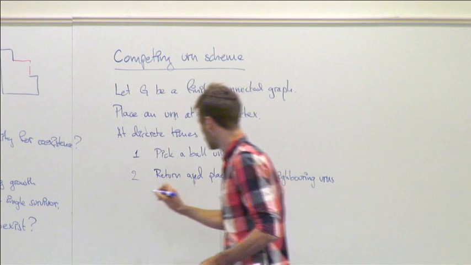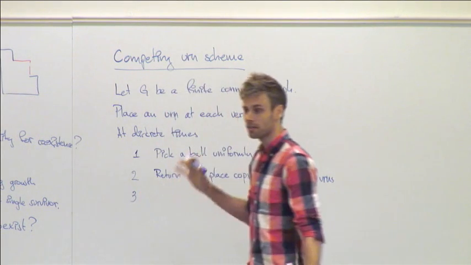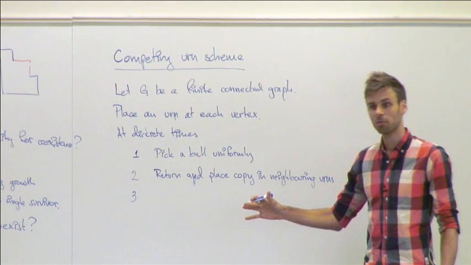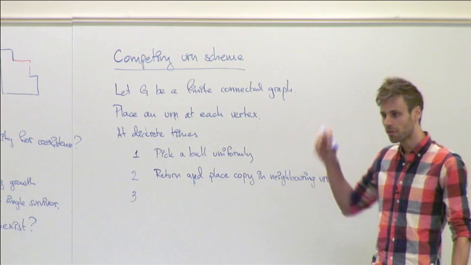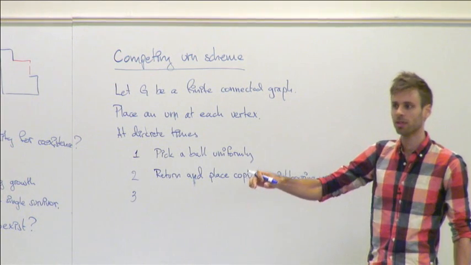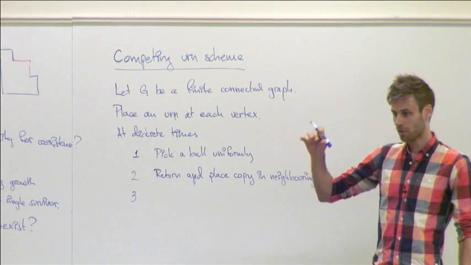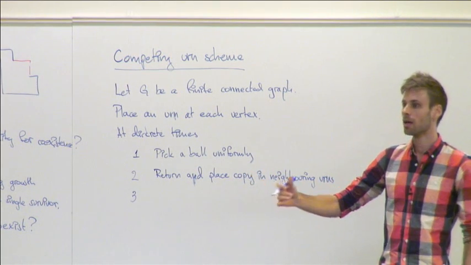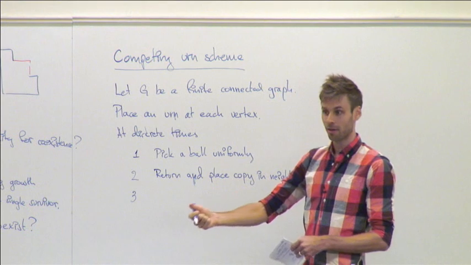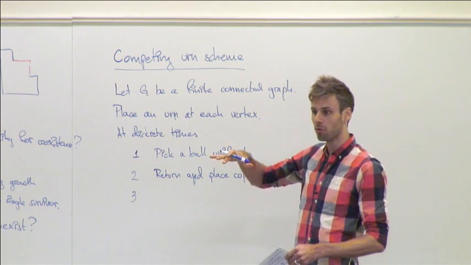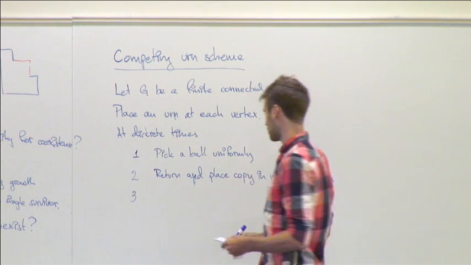And finally, three, I said that red and blue are not allowed to be in the same urn at the same time. So if I attempt to place a red ball in an urn where there are already blue balls, they will annihilate. So the red will annihilate with one of the blue, and therefore the effect is that I actually remove a ball, so the number of balls will decrease in that time step.